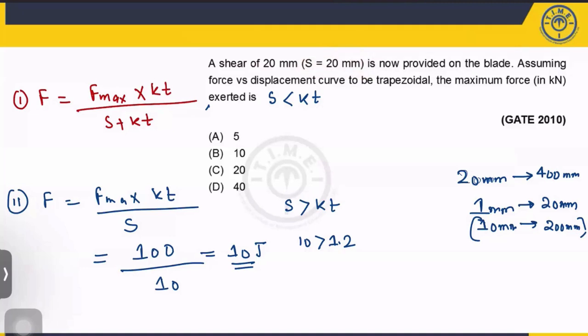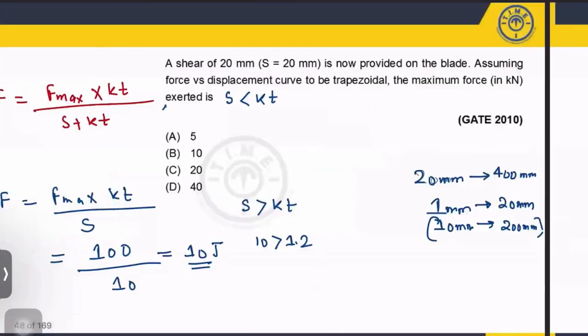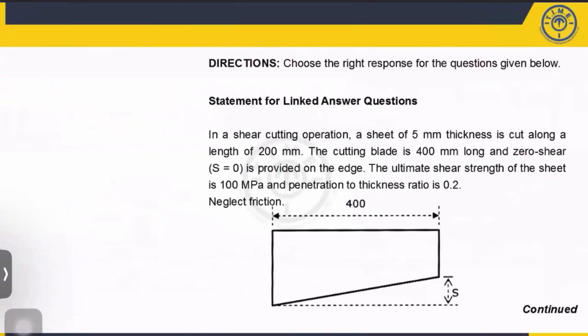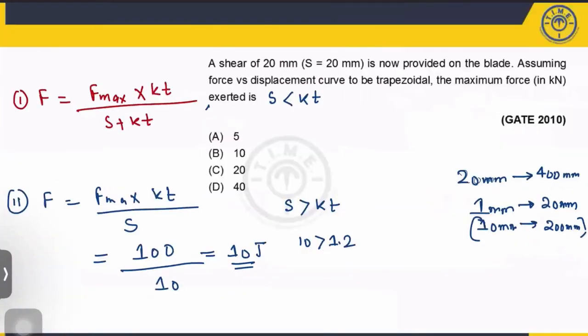Now the next thing is one more question that was asked in GATE 2018. Excuse me, sir. Yeah, Raj, tell me. So in this previous question, which has been discussed now, there is a formula, sir. F equal to F max into KT divided by S plus KT. Sir, I have to use this formula when some shear is mentioned in any question of manufacturing.